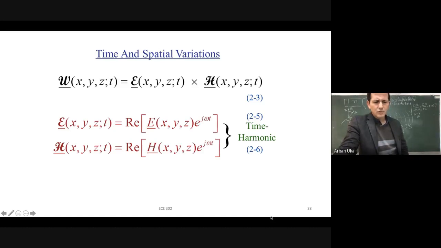So again, W is a Poynting vector, and the Poynting vector has units of watt per meter squared. What you should take note of in this slide 38 is that the first quantity, W, is measured in watt per meter squared, and this is equal to volt per meter times ampere per meter, because the electric field is measured in volt per meter, and the magnetic field intensity is ampere per meter.